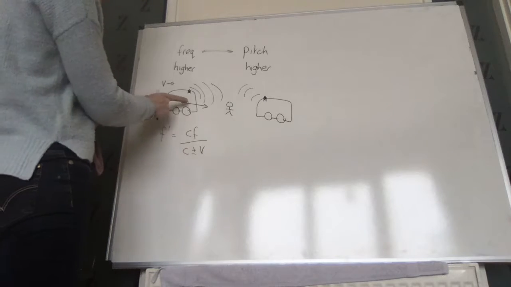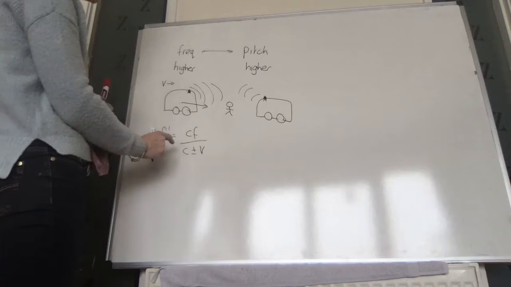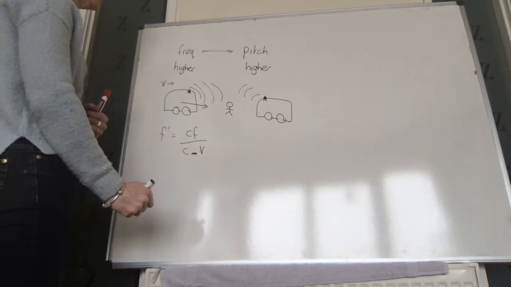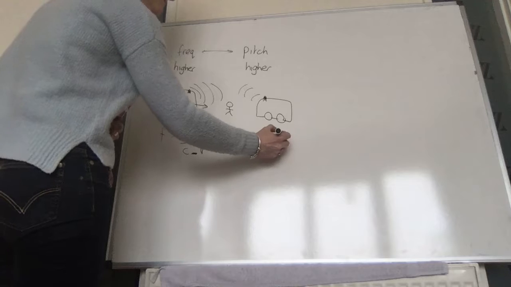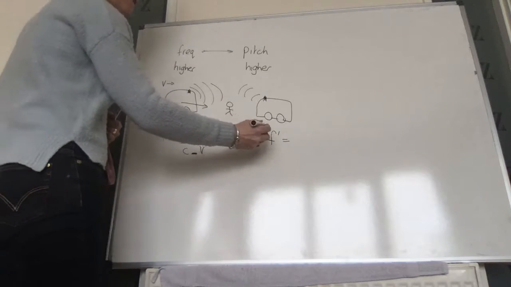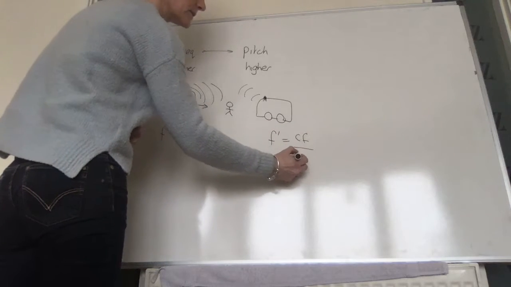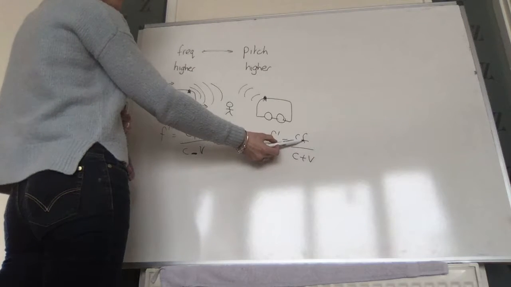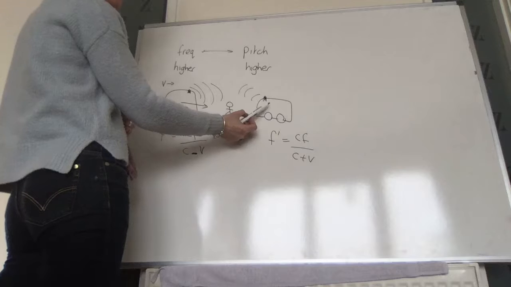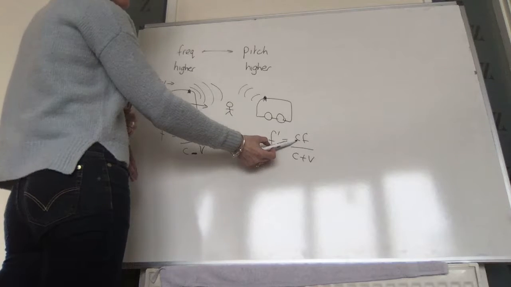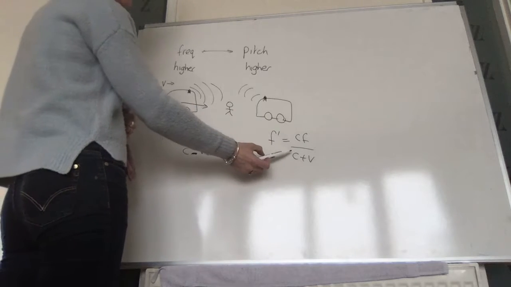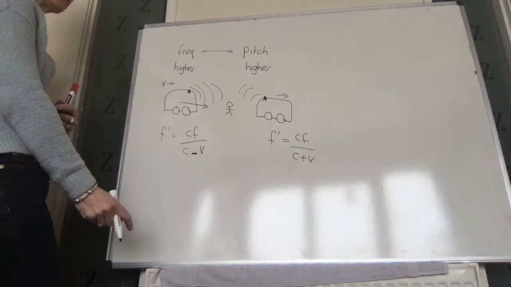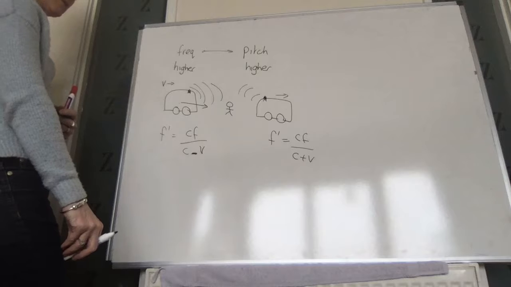So remember, when it's going towards him, the frequency is higher. To get a higher value, this would need to be minus. When it's moving away from him, the apparent frequency that he hears is now lower. So it will be C plus V. Again, F is the actual frequency of the sound it's emitting, C is the speed of the sound, and V is the speed of the actual vehicle or the source.